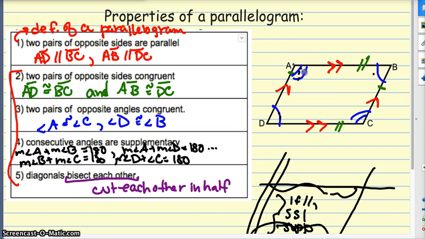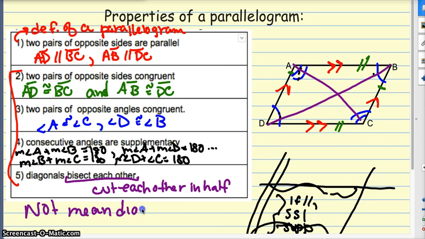So draw your diagonals. I have a diagonal from AC and a diagonal from BD. When it says they bisect each other, it does not mean that the diagonals are equal. Look at the length of these. AC is visually shorter than DB. So in order to mark it, I know that these two things are each being cut in half from meeting at that center, but it doesn't necessarily mean that they're the same length.